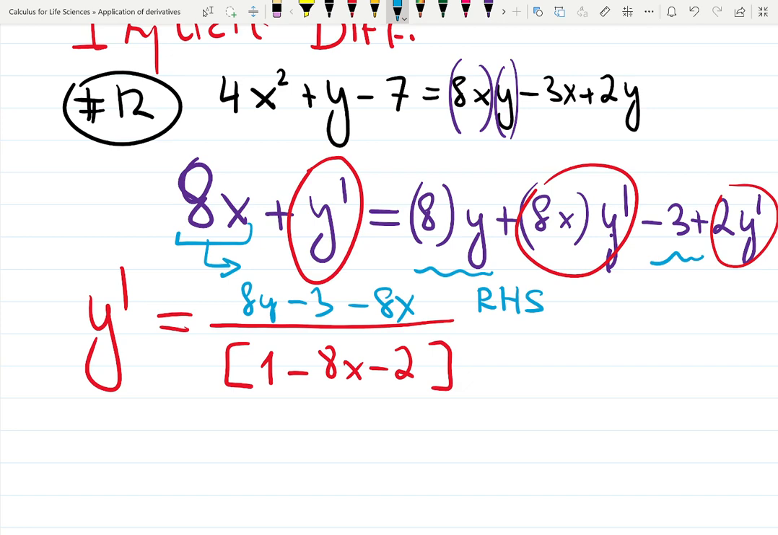Yes? So what do we do with the 4x squared y prime? Oh, 4x squared. Derivative of 4x squared is 8x. Plus y is y prime, and then minus 7. So I find the derivative, yeah? Implicit differentiation, yeah. Does that make sense?